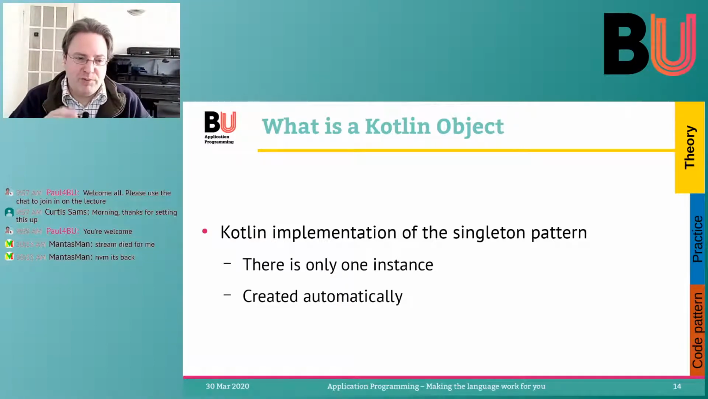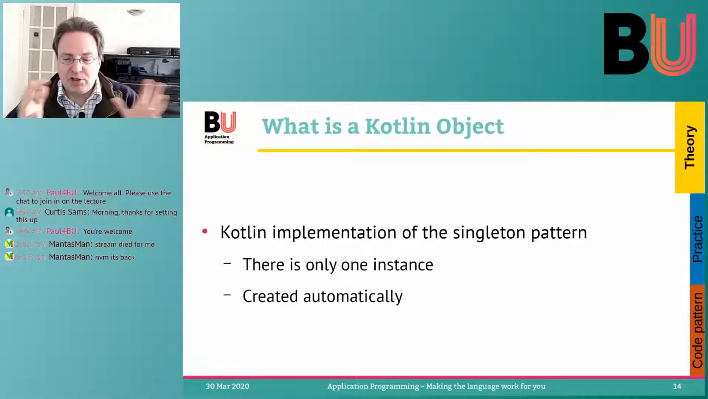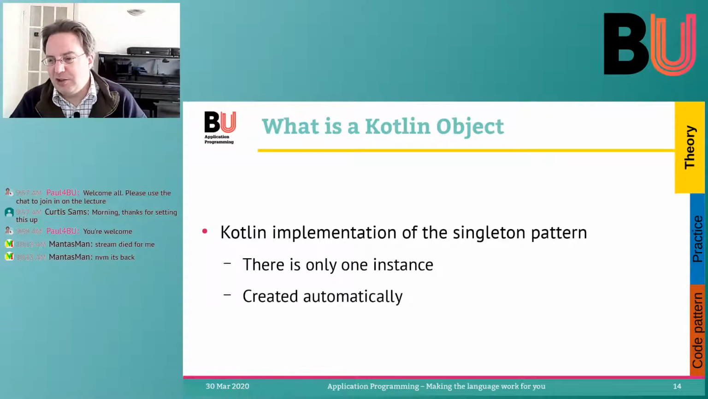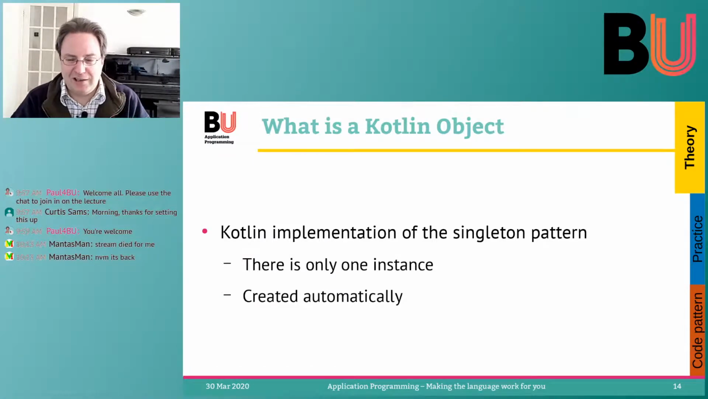An object is just Kotlin's implementation of the singleton. So there will only ever be one instance of an object, and it's created automatically. The first time you use it, the JVM will load it and then initialize it. So you can treat it as if it was created at the start of the program, even though that's not technically how it works, because the JVM loads your code on demand always.